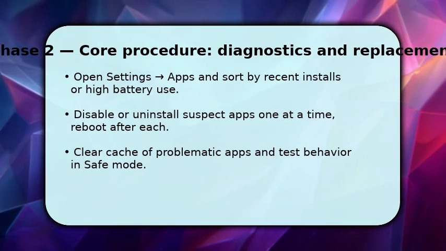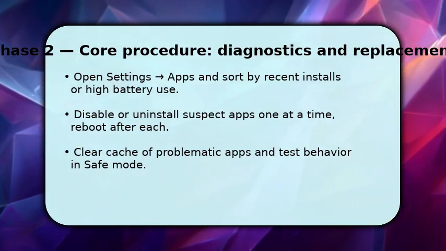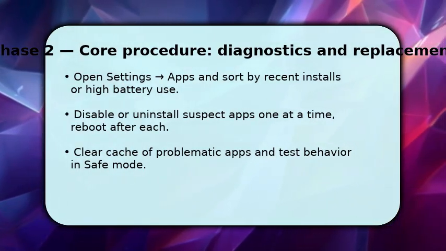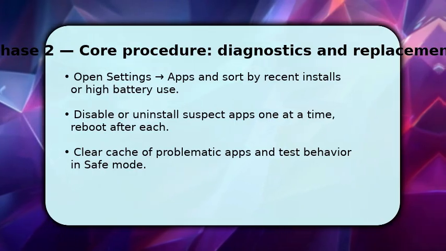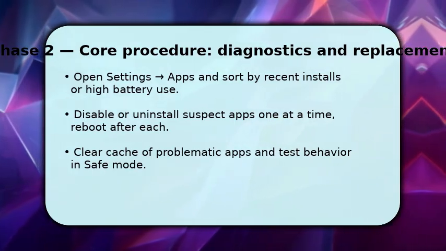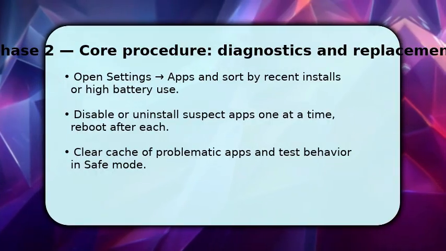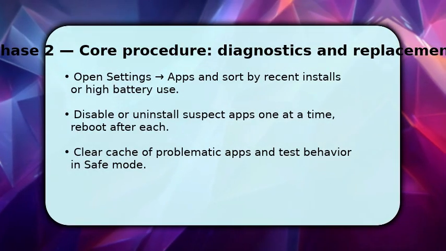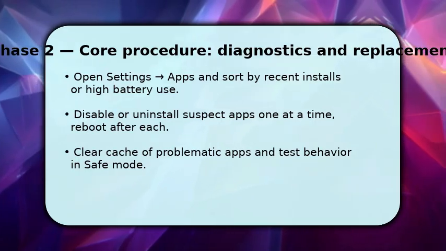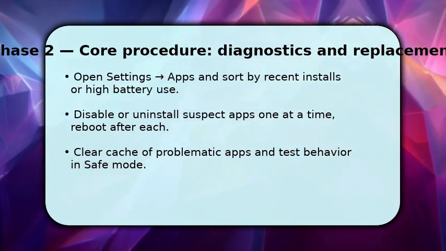Once in safe mode, you must diagnose deliberately. Go to Settings, then Apps, and sort by recent installs or highest battery use to find suspects. Uninstall or disable one app at a time, then reboot normally to check whether the problem disappears. This isolates the culprit without losing unrelated data.